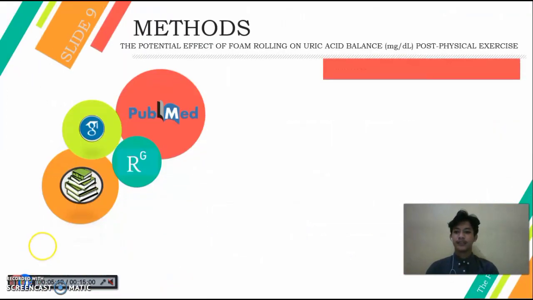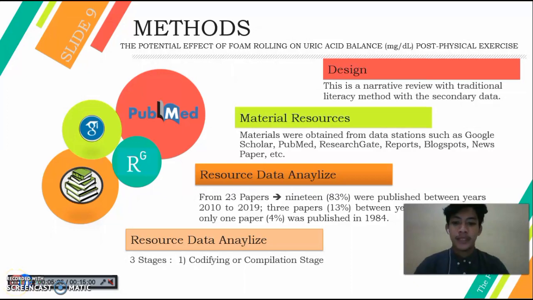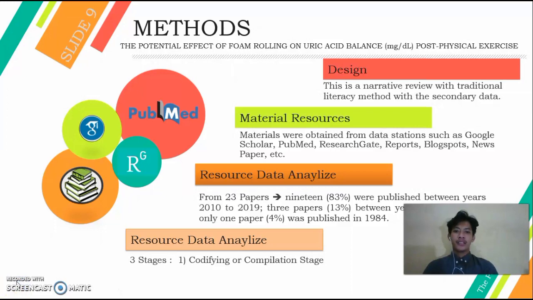Next, method. Design. This is a narrative review with a traditional literature method which includes reading and reviewing. Data in this paper are secondary, mainly original studies published within the last 10 years. Additionally, other references were used only to support the storyline in order to answer the research objective. Research material. Materials were obtained from data sources such as Google Scholar, PubMed, ResearchGate, reports, blogspot, newspaper, etc.